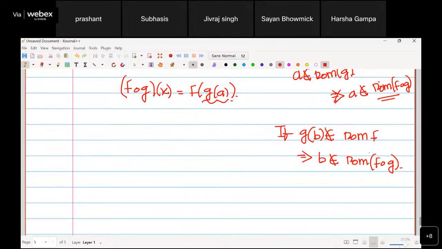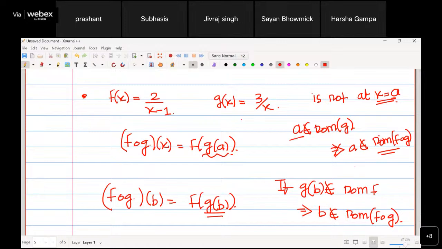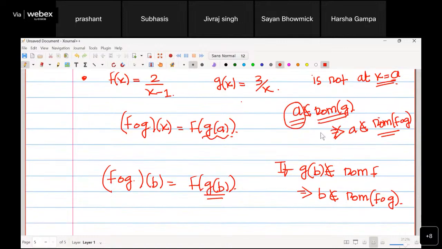Because if g of b is not in the domain of f, then if I compose this, what is this? f of g of b, but g of b is not in the domain of f. That means this expression has no meaning. So I have to find all such points a which are not in the domain of g, and also all such b for which g of b is not in the domain of f.